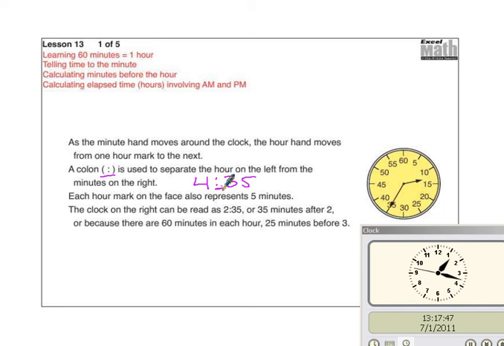The clock on the right can be read as 2:35 or 35 minutes after 2, or because there are 60 minutes in each hour, 25 minutes before 3 o'clock. So here's a clock. This would be the 12 up here, 1, 2, etc. So you can see that the hour hand, which is the short hand, is a little bit after the 2 o'clock, and the minute hand is pointing down here at 35 minutes after 2 o'clock.